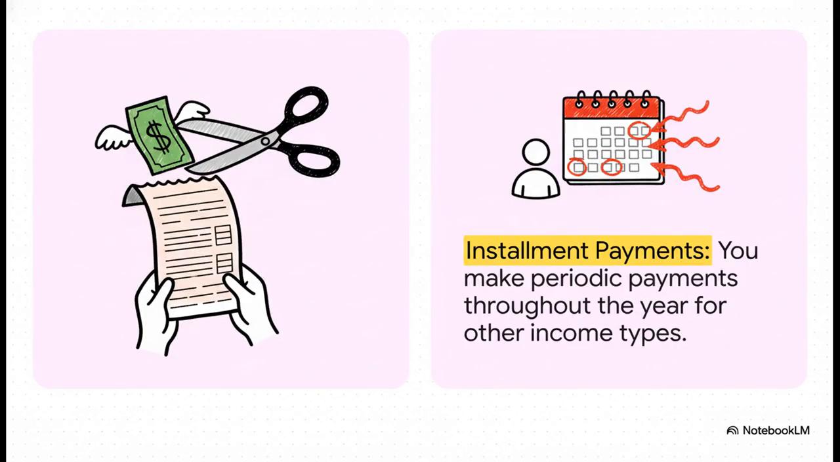And how does the government actually get the money? Well, it's not always a single payment at the end of the year. For most people with jobs, it's done through tax withheld at source. This means your employer calculates and deducts the tax from your paycheck and sends it to the government for you. You never even touch it. But for people with other kinds of income, like from a business, you're often required to make installment payments. This means you have to estimate what you'll owe and send in payments throughout the year. It's sort of a pay-as-you-go system.